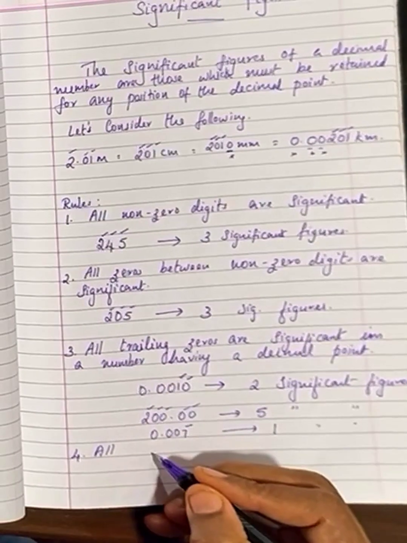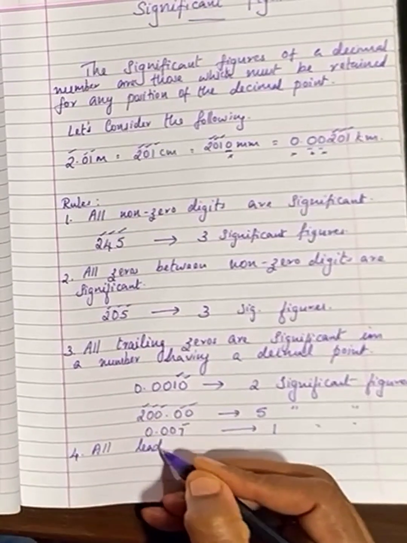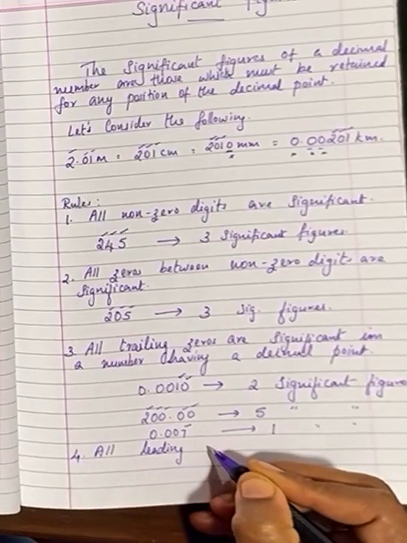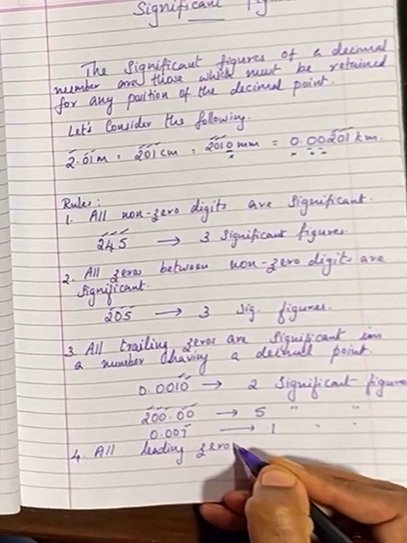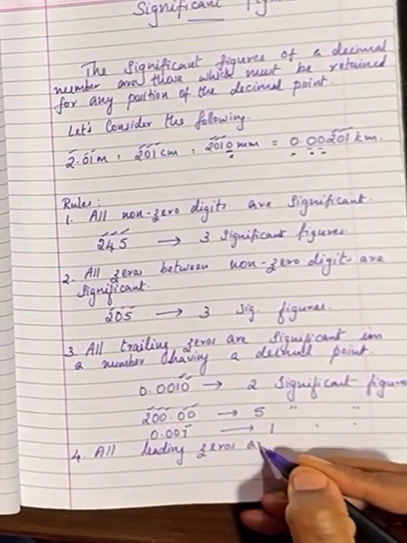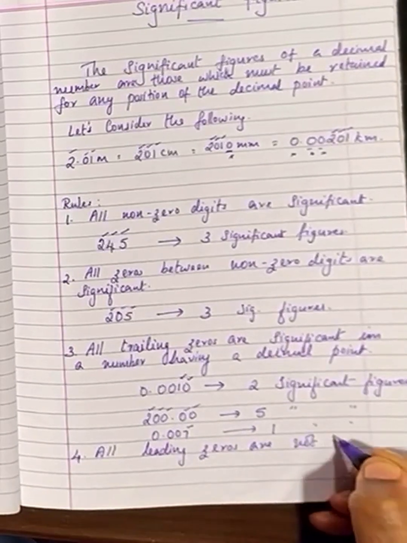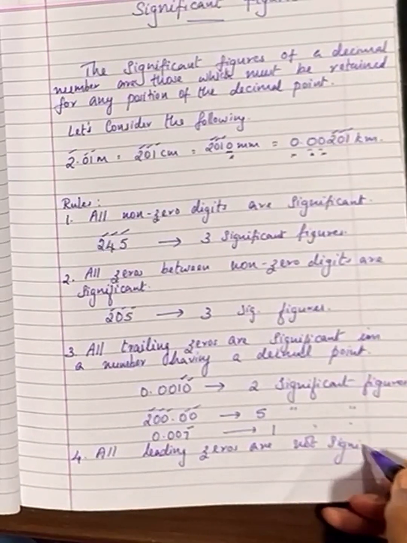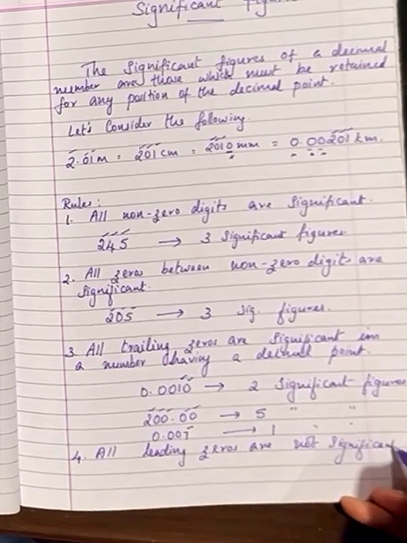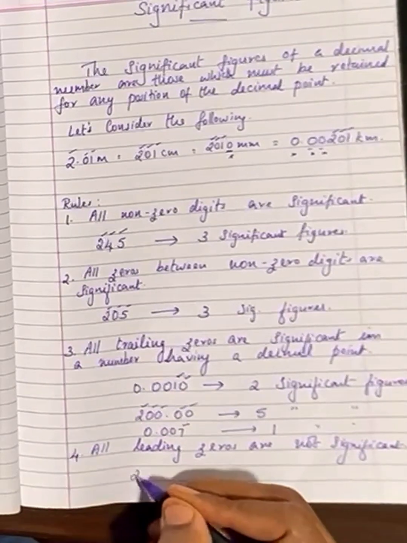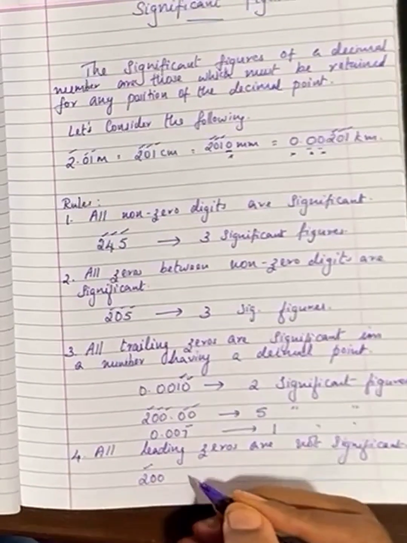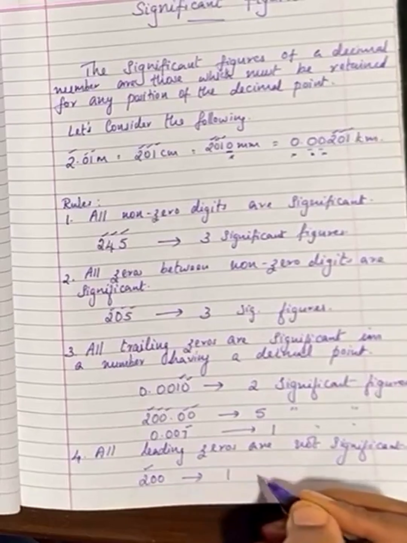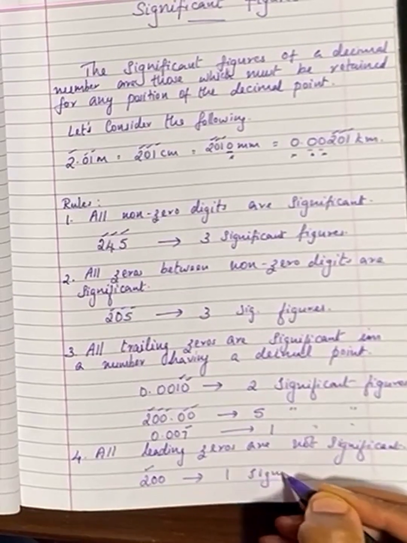The last rule is that leading zeros are not significant, which means we'll take some examples and check. Let's see some examples here. 200: in this, the last two zeros are not significant, so there is only one significant figure.